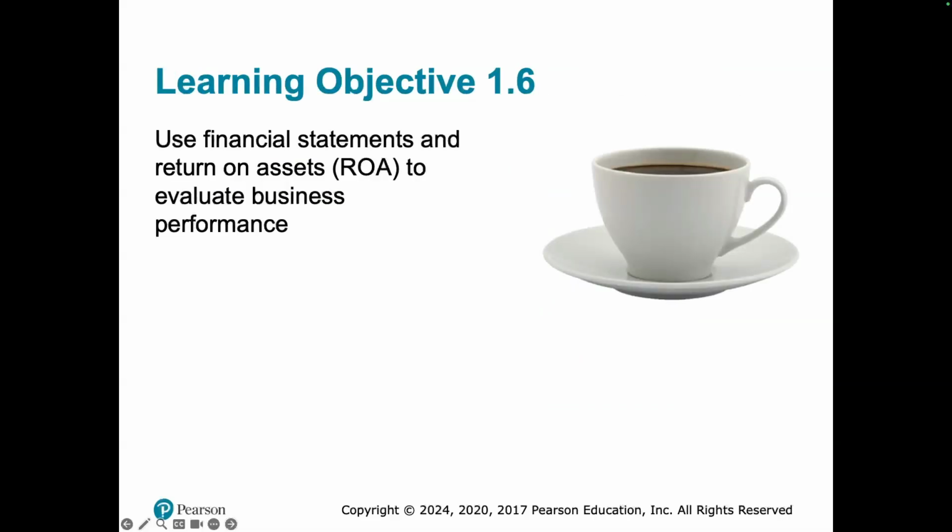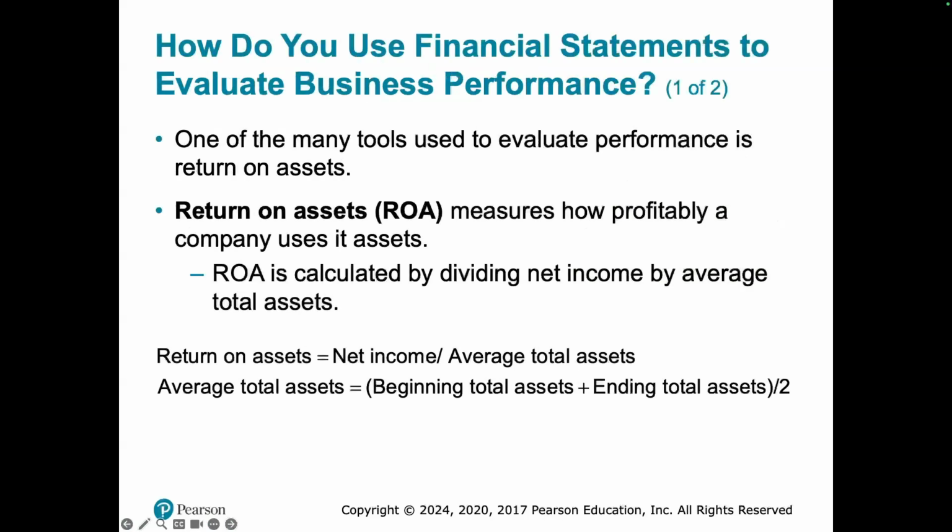Now, let's talk about Objective 1.6, using financial statements and return on assets to evaluate business performance. So here's the thing. Now we can use some of these equations, which I do in my finance class. We use these equations to analyze how a business is doing. And this tells us return on assets. So how do we use financial statements to evaluate business performance? How can we look at our financials and ask, is this business doing well? Or is it doing badly? Or where is it in between?